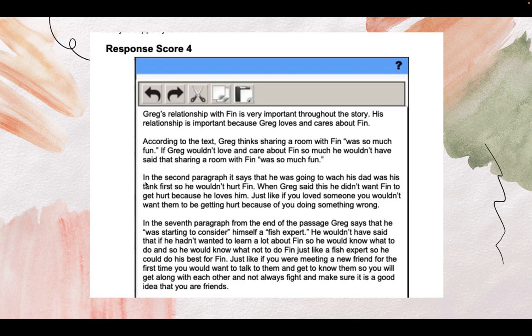Here's another piece of evidence. In the second paragraph, it says that he was going to watch his dad and his tank first so he wouldn't hurt Finn. This is the analysis that leads to your own thinking after the evidence.